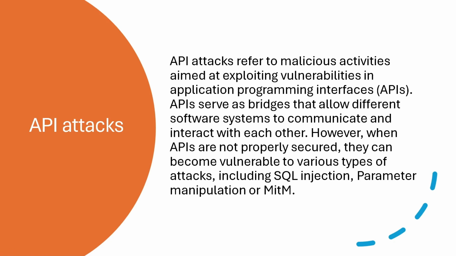API attacks. API attacks refer to malicious activities aimed at exploiting vulnerabilities in APIs, or application programming interfaces. APIs serve as bridges that allow different software systems to communicate and interact with each other. However, when APIs are not secured properly, they can become vulnerable to various types of attacks, including SQL injection, parameter manipulation, or man in the middle attacks.